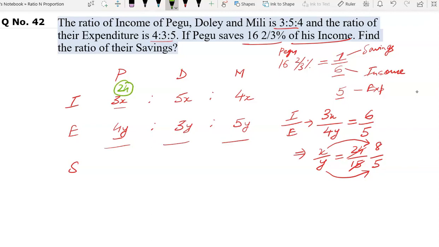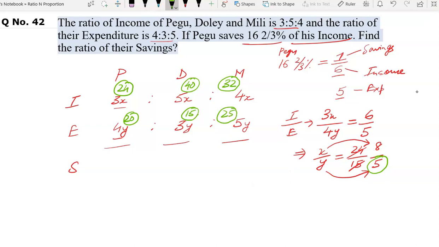5 into 8, 5x. The value of x is 8. So 5 into 8 will give us 40. 4 into 8 will give us 32. And the value of y is 5. Pegu's expenditure is 4y. So 4 into 5 will give us 20. 3 into 5 will give us 15. 5 into 5 will give us 25.